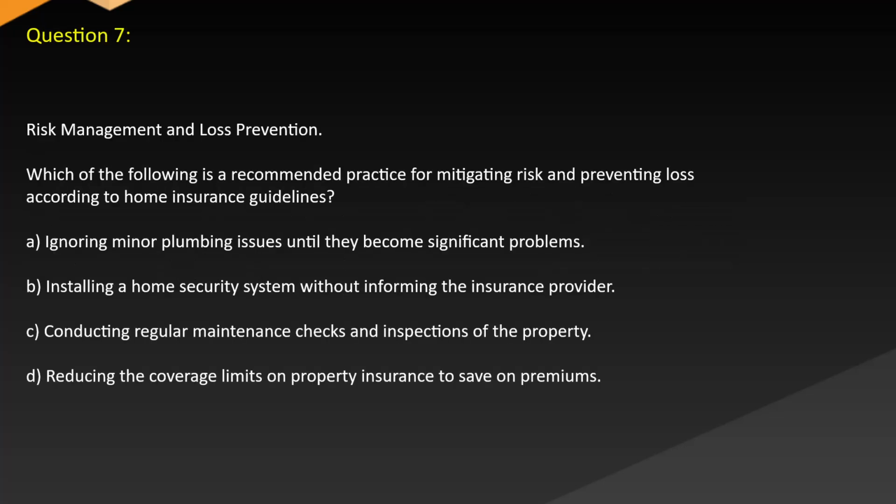Question 7. Risk management and loss prevention. Which of the following is a recommended practice for mitigating risk and preventing loss according to home insurance guidelines? A. Ignoring minor plumbing issues until they become significant problems. B. Installing a home security system without informing the insurance provider. C. Conducting regular maintenance checks and inspections of the property. D. Reducing the coverage limits on property insurance to save on premiums.